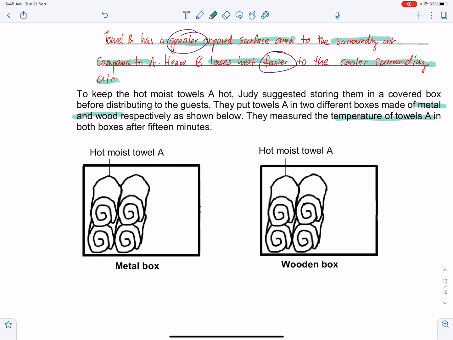Even without really looking at the next question, I roughly could guess what they are going to ask me and what they are testing me on. Because I have these two different materials, metal and wood, straight off the top, I know that this question is really testing me on the concept of conductors of heat.